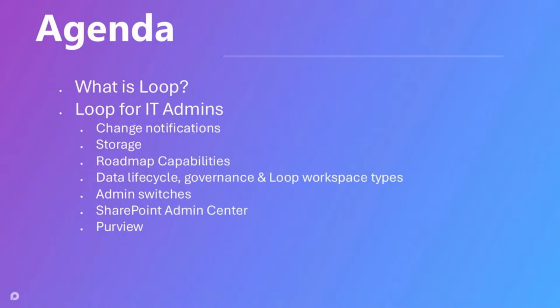Just really fast, we're going to tell you how we update you on changes. We're going to cover where Loop things get stored. We'll talk to you about a roadmap of when all the remaining capabilities that we've been hearing you're really waiting for are coming. We'll talk a little bit about data lifecycle, how you can govern Loop content, and what a Loop workspace is and what types of them we have.